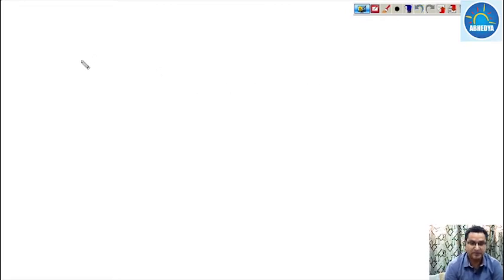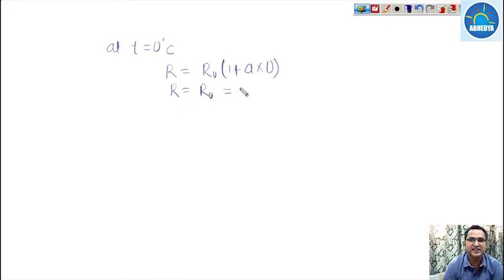At 0 degree centigrade, at T equal to 0 degree centigrade, R is equal to R naught (1 + A into T), where T is 0. So R will be equal to R naught, and this R is given, that is 2.8 ohm. So our R naught value is nothing but 2.8 ohm.